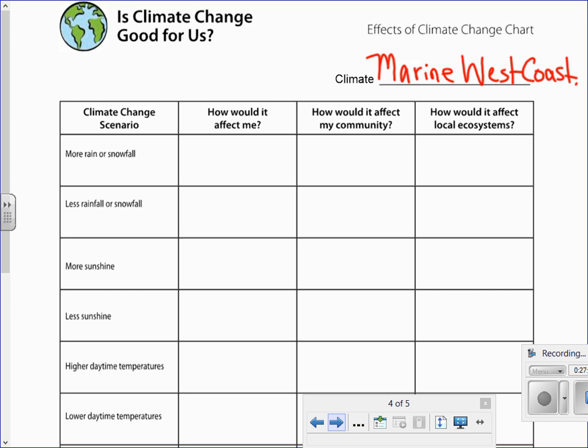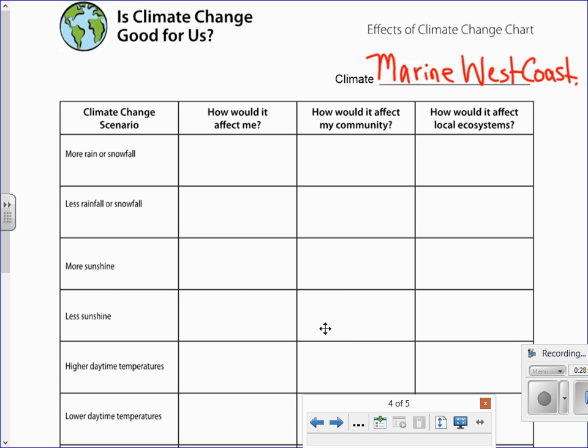We are now focusing on us as a people, where we live, and how it's going to affect us. We're no longer hypothetically speaking as far as where we are. And then we're going to look at scenarios if these things were to happen to us. How would it affect us as a person, us in a community, and us as part of an ecosystem? So let's look at the first one together.